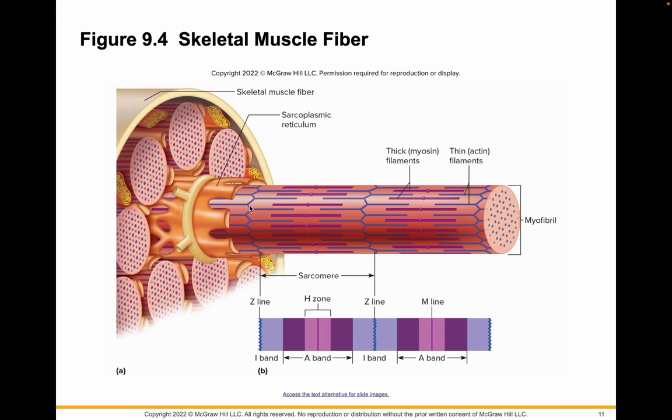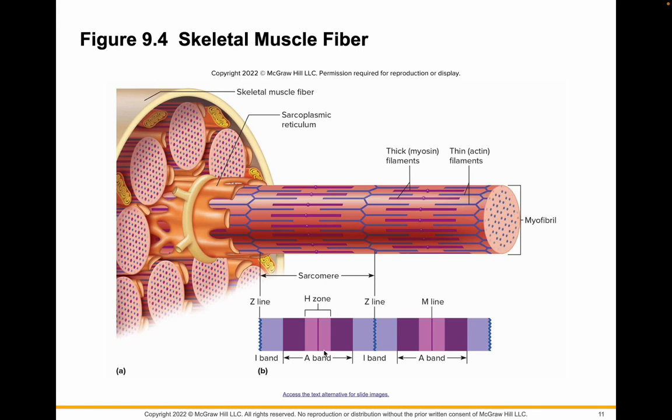So this kind of looks like the letter Z, so that's easy to remember, the Z lines, and Z's at the end of the alphabet. So these are the ends of one sarcomere. The A band is the thick filaments, and you can see areas where they overlap with the thin filaments. Where there's just thick filaments and no thin is the H zone and the A band. The M line is right here.